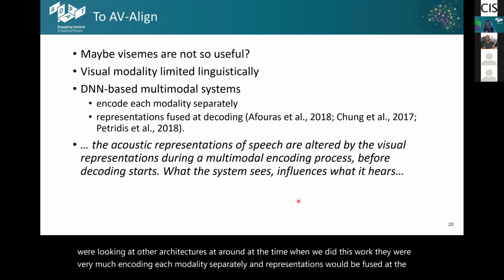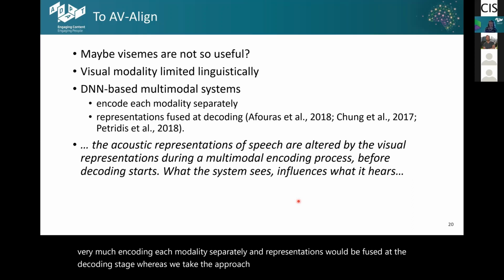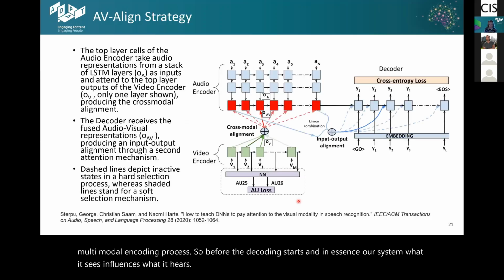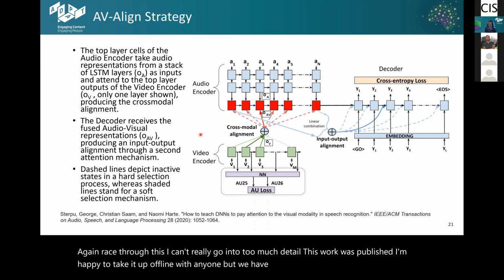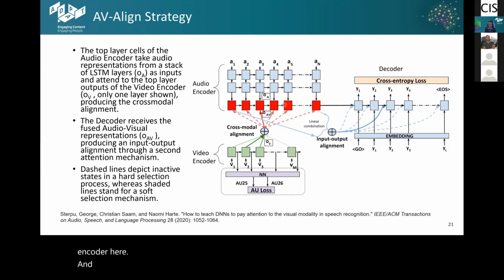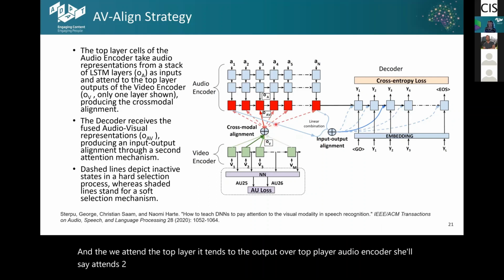Now, again, I'll race through this. I can't really go into too much detail. This work was published. I'm happy to take it up offline with anyone, but we have a separate audio encoder and video encoder here. The top layer of our audio encoder attends to our video encoder. So we have a cross-modal alignment here, and we've come up with an audio-visual representation. So our audio is influenced by what we see in essence. And then this audio-visual representation is fed to our decoder. And then we have a second input-output alignment through our second attention mechanism here.